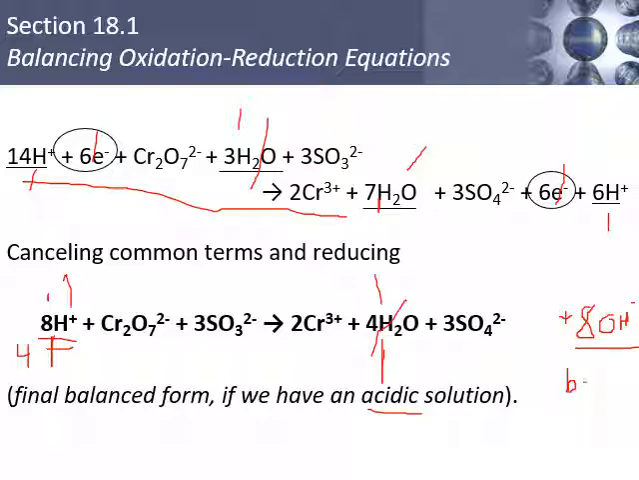So the only difference is you just add the appropriate number of OH minuses to your H pluses. So if you had 4 H pluses, you would add 4 OH minuses. They would become 4 waters. And then over here you would add the 4, and that's it. All right, so next slide.